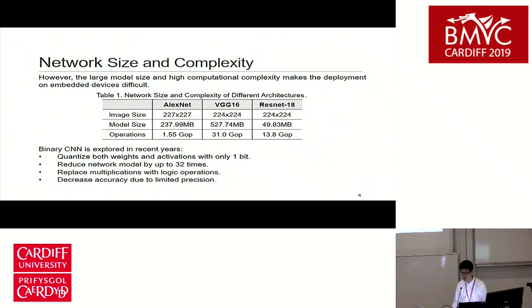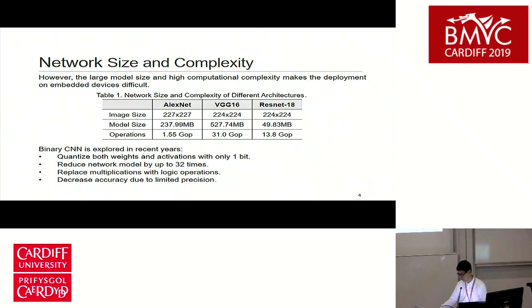By quantizing both weights and activations using just 1 bit, we can not only reduce the model size by up to 32 times, but also replace the complex multiplication operations with simple logical operations, which is easy for hardware implementation. But one drawback of the binary network is that it may decrease the accuracy. That's why we want to propose approaches to train this binary network with higher accuracy.